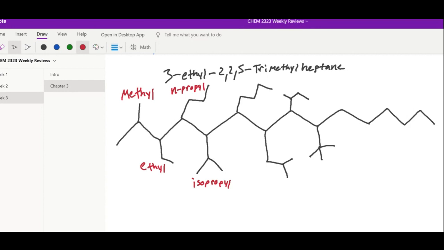Once I finish labeling it, I'll explain where everything is coming from. This is called N-butyl, and this is called isobutyl. So isobutyl you very rarely see. This is called sec-butyl, and this is called T-butyl or tert-butyl.